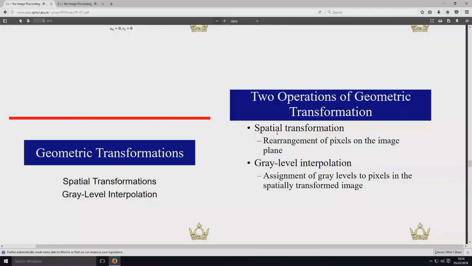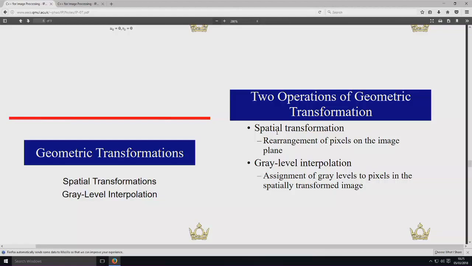Okay, if you don't, the next topic is geometric transformation. It's also called restoration because when we take images, sometimes there is geometric distortion in the images. We wish to correct the distortions. For geometric distortion, we need to apply some spatial transformations to change the image geometrically.